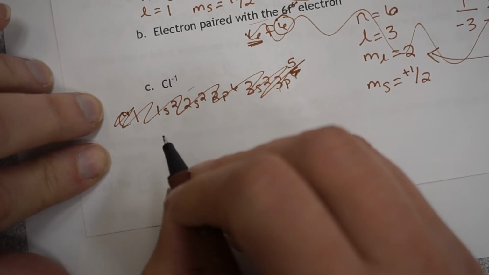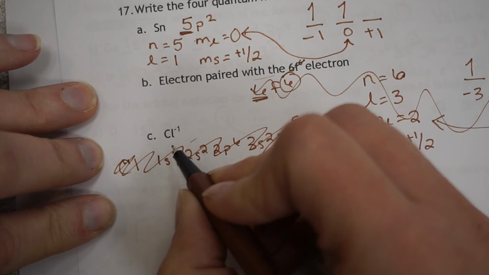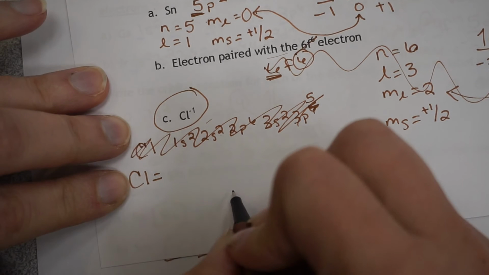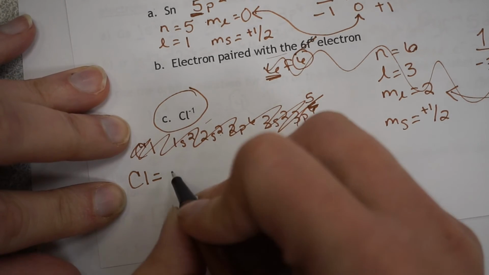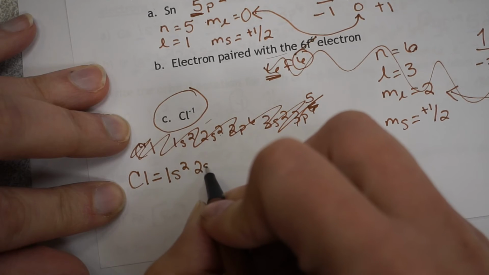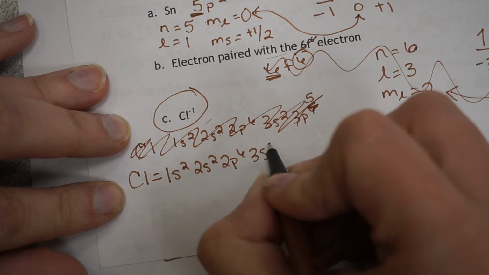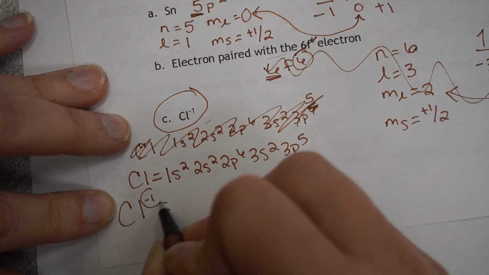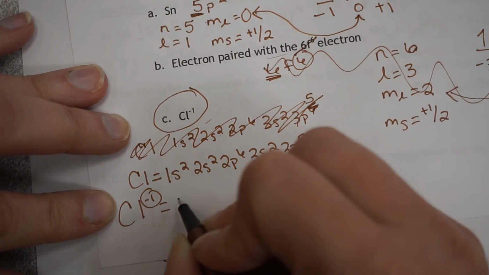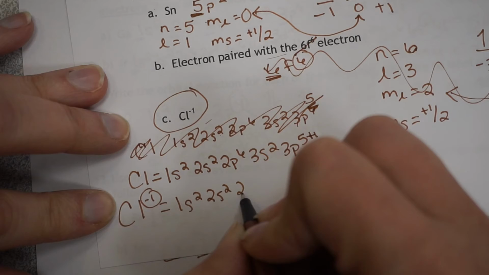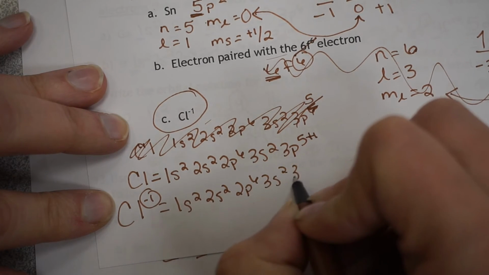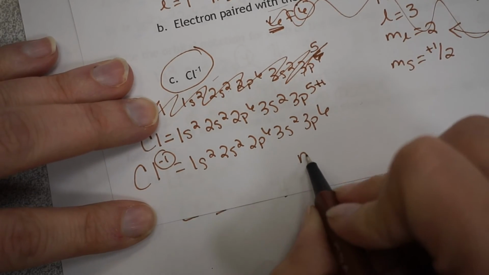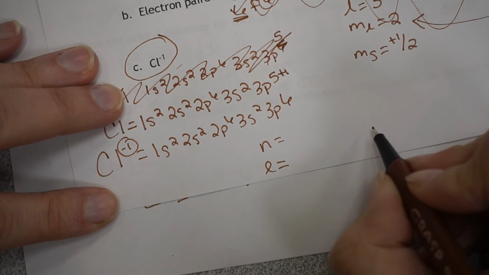That's the electron configuration of the neutral. So how I like to solve chlorine, the chloride ion. First I like to do the neutral electron configuration, which is 1s2, 2s2, 2p6, 3s2, 3p5. So that's neutral. So the chloride ion, we're going to add an electron here. So then it becomes 1s2, 2s2, 2p6, 3s2, 3p6.